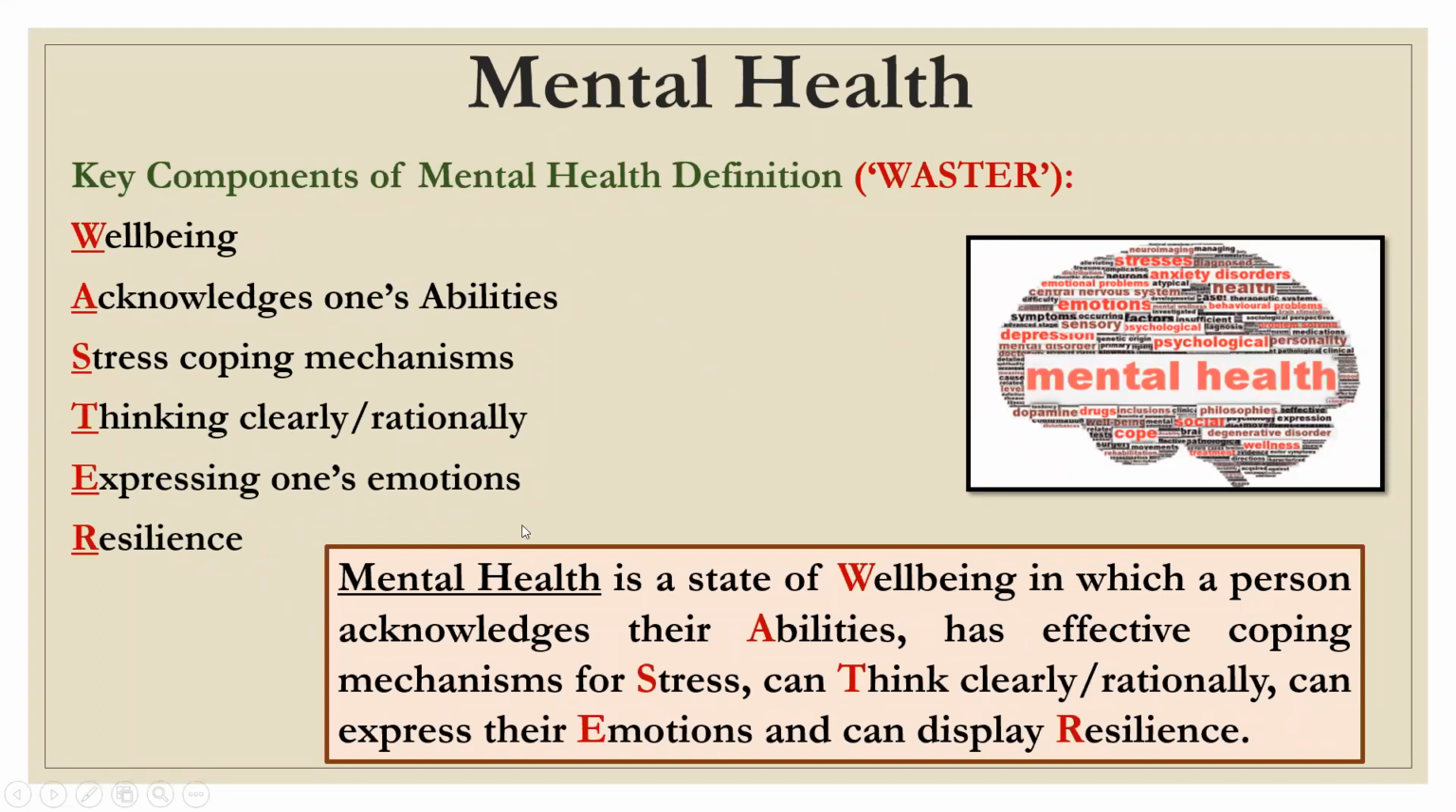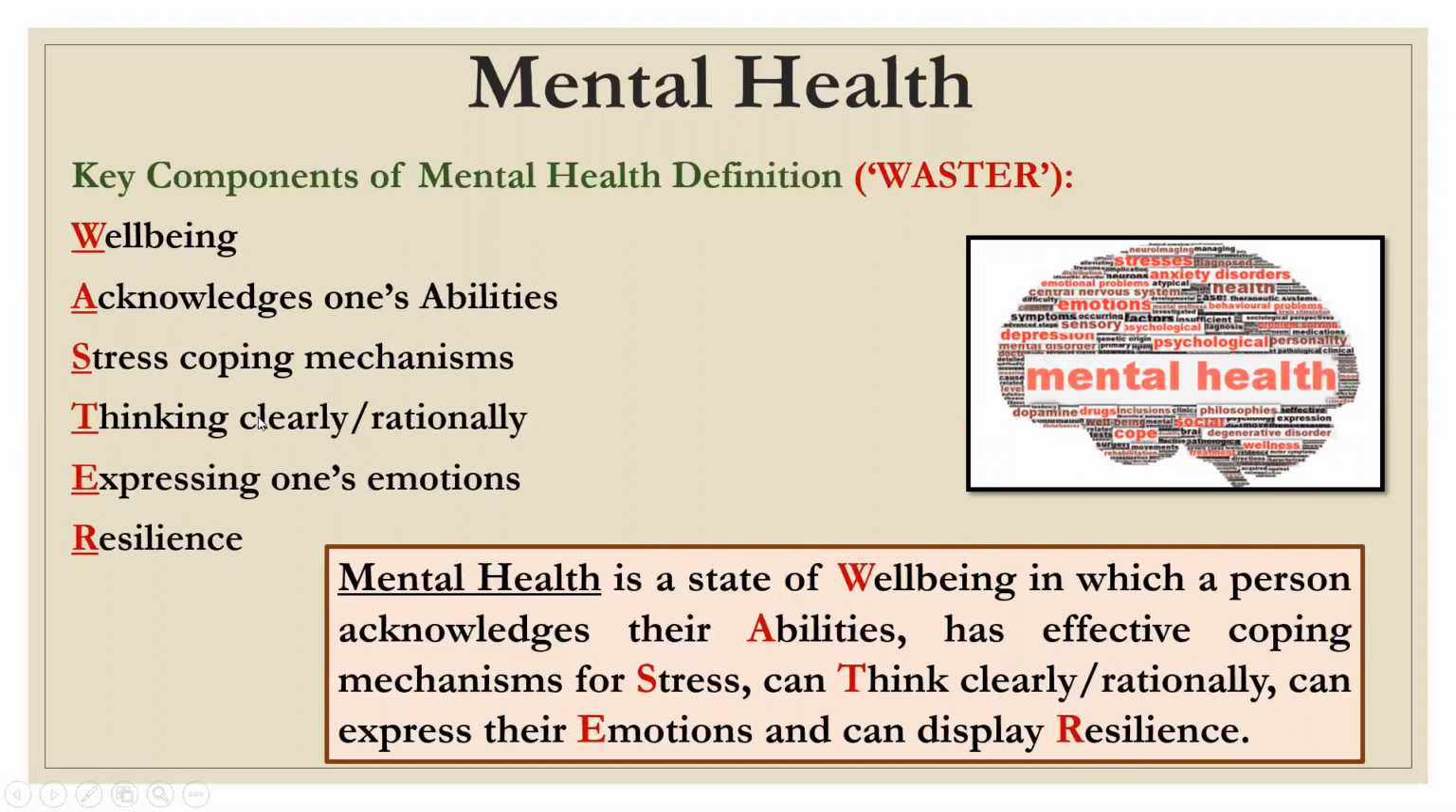Okay, so putting all of this stuff together from our memory tip, mental health is a state of well-being in which a person acknowledges their abilities, has effective coping mechanisms for stress, can think clearly and rationally, can express emotions, and can display resilience. It doesn't have to be word to word, but as long as you're including these 6 kind of elements here that are mentioned in this memory tip WASTER, those are the main things that you need to include. Okay, so it's about emotions.